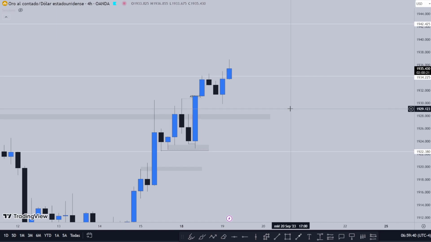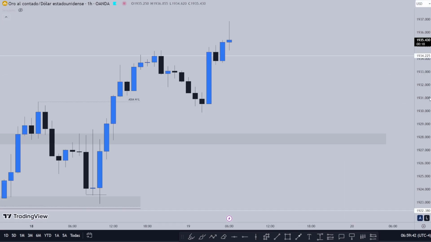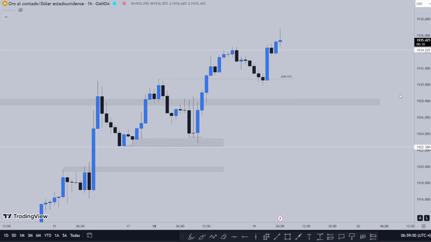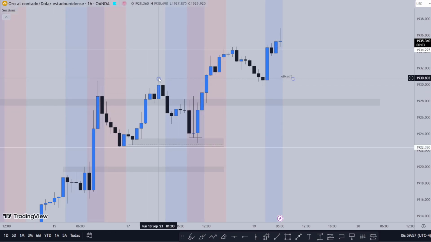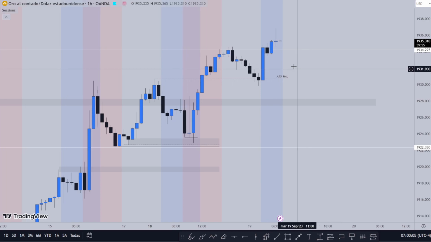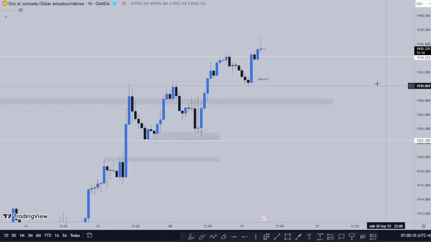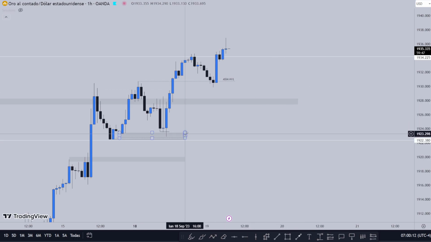What I'm expecting on gold, let's go to the 1 hour chart to see in more detail. Look at this, guys. Price respected Asia high from yesterday. Okay, this is the Asia high, and use it, I'm sorry, use this as a support again. So my trade setups for today could be something like this.